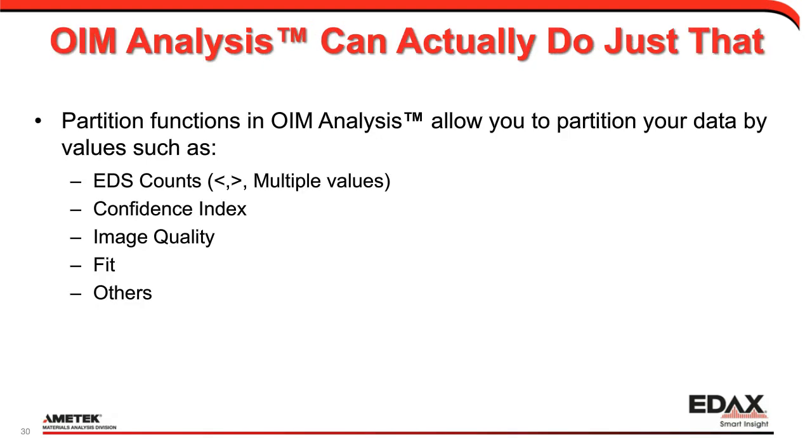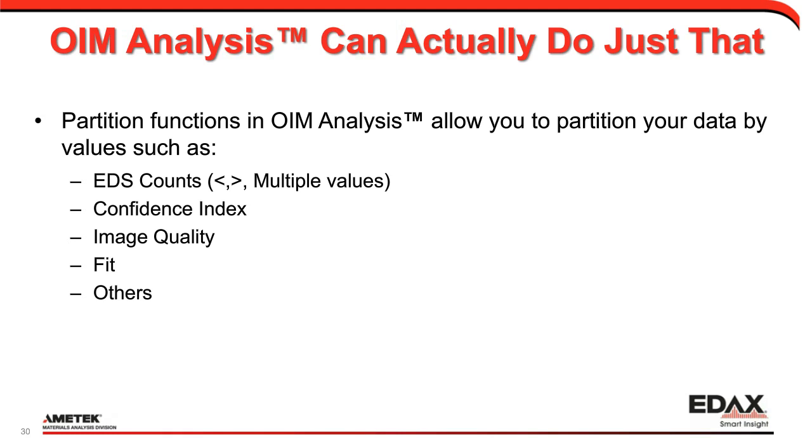I can use these partition functions in OIM Analysis to partition by any sort of value that I have. I can use EDS counts. I can say if it's greater than something or less than something, and somewhere in between. I can use the CI values. This would be really kind of neat. I can pick and choose the bad data points and then reindex just those. I use the image quality to find areas that have worse patterns and treat those separately. I can play with the fit if I want to. Basically, any of the partitioning functions I have, I can use to help me do a better background from the material.